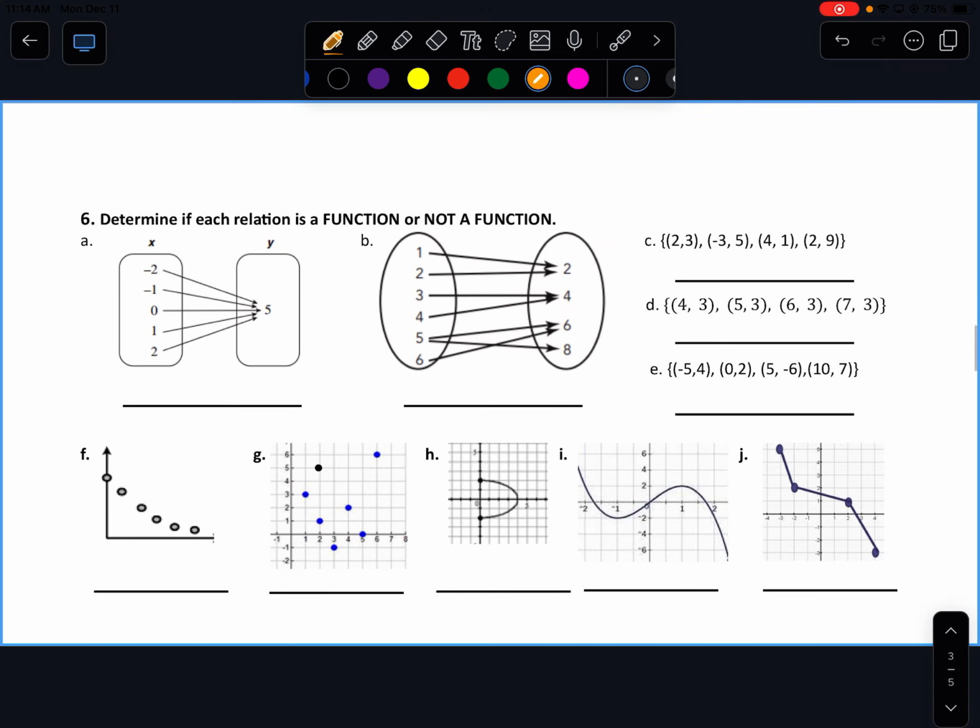Right here, determine if the relation is a function or not a function. So for all of those, none of the x values repeat on letter A, so yes, this is a function. Oh, I should probably put function.